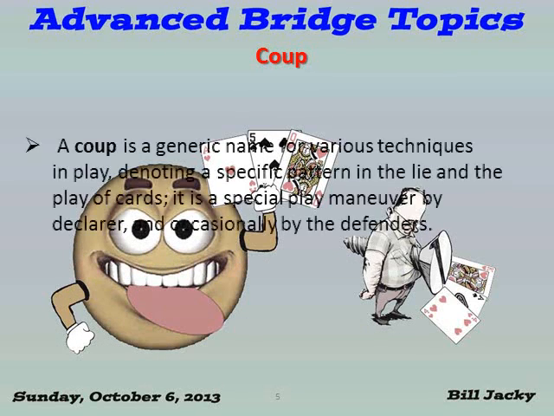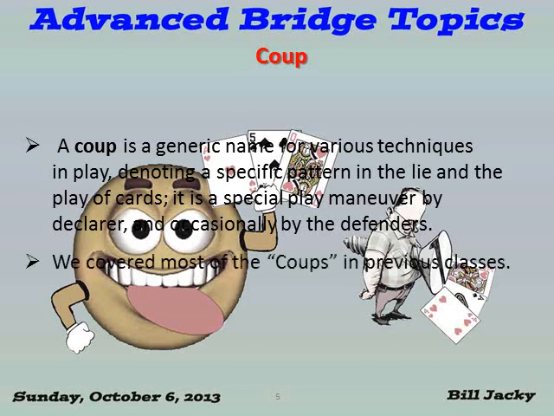What is a coup? A coup is a generic name for various techniques in play, denoting a specific pattern in the lie and the play of the cards. It's a special play maneuver by the declarer, occasionally by the defenders, and we've covered most of the coups in the 8 classes before. We've covered coups rather extensively, so I'm just mentioning this in passing.